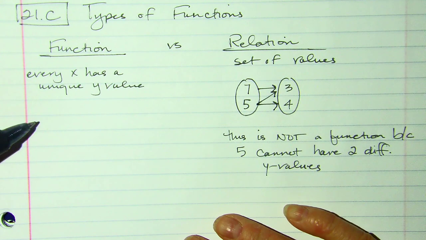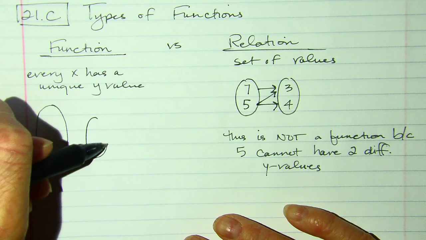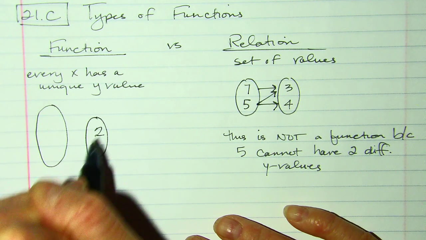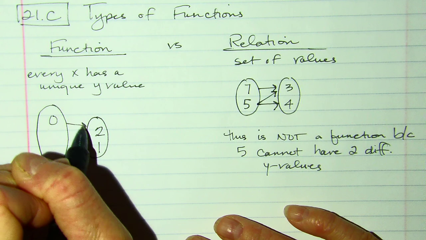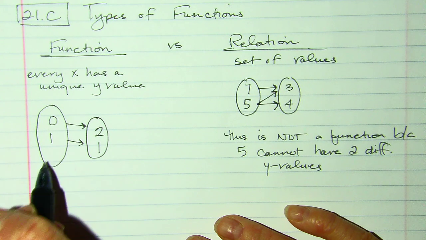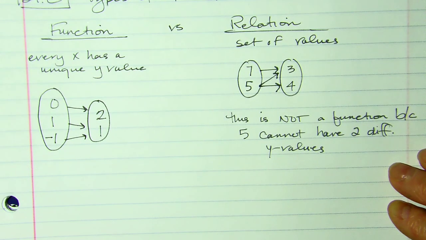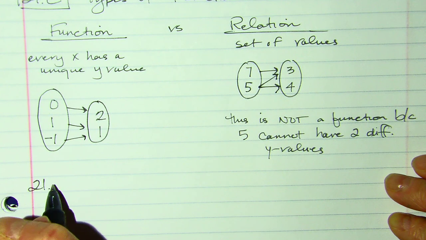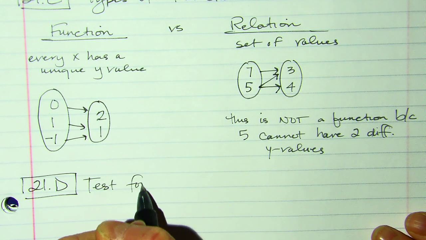What makes a function is that each x has one y. Now you can have multiple y values, so let me show you what I mean. If I plug in 0 and get 2, and I plug in 1 and I get 1, and I plug in -1 and get 1. That is okay because these are two different x values. So the 21 point C just goes over the difference between a function and a relationship. 21 point D goes over the test for functions.